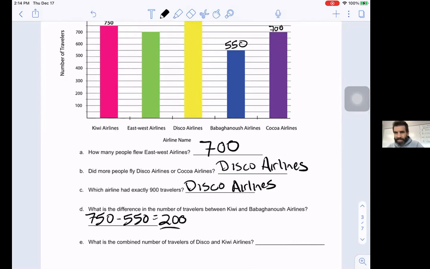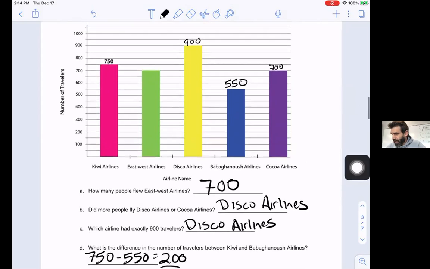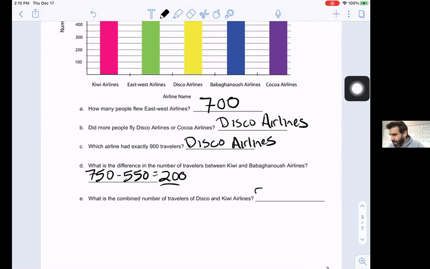All right. And just kind of like the last one, what is the combined number of travelers of Disco and Kiwi Airlines? So Disco Airlines, they had over 900 travelers, and Kiwi Airline had 750. So the combined there is 900 plus 750 equals 1,650.